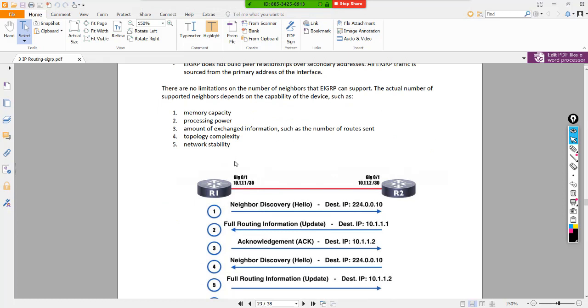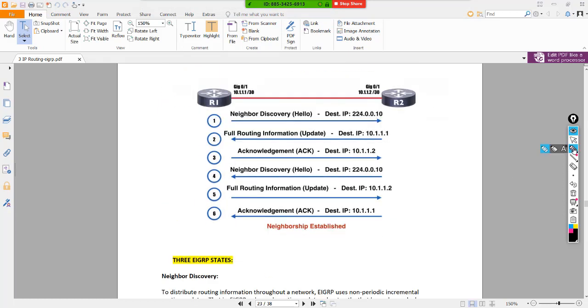Okay, fine. So regarding EIGRP neighborship, how is the neighborship established? Let's say I have an R1 router and an R2 router, and I have just enabled EIGRP a few seconds ago. Now both are listening on this multicast address.